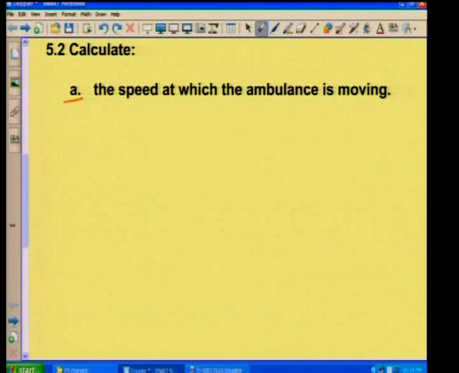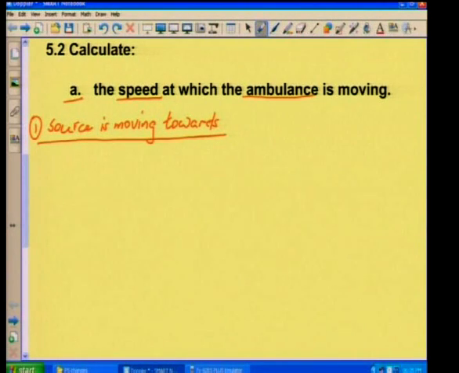Question 5.2a, we are calculating for the speed of the ambulance. But then we've got two situations here. The first situation is where the source is moving towards the listener. Here, the frequency that the listener is observing is 445 hertz. What we also know is the speed of sound in air, which we will call V. V is 343 meters per second.